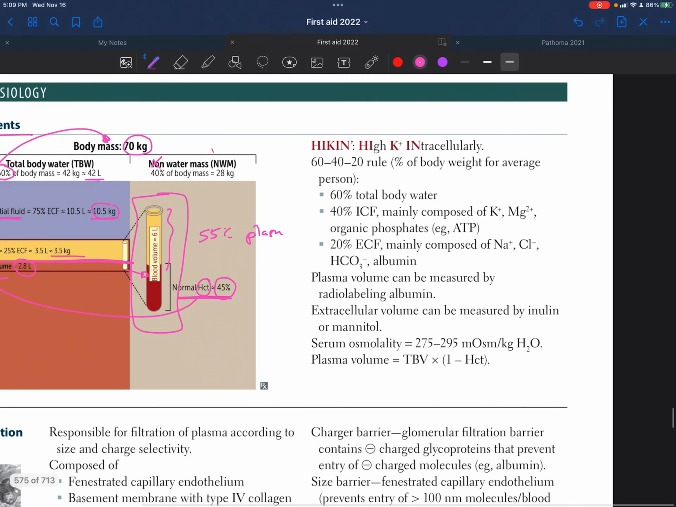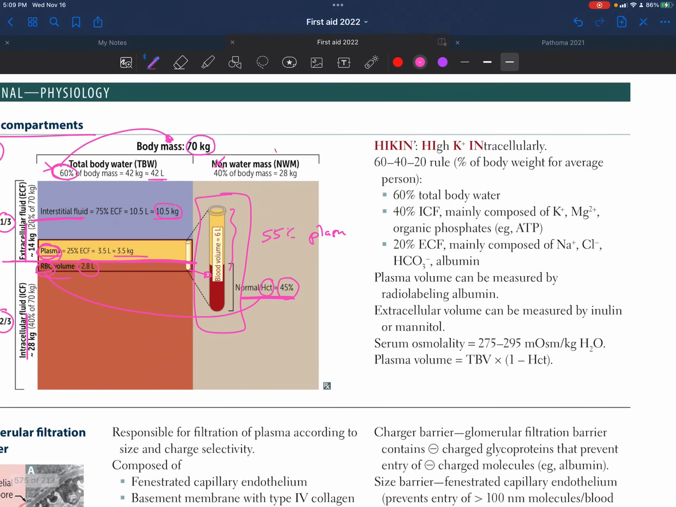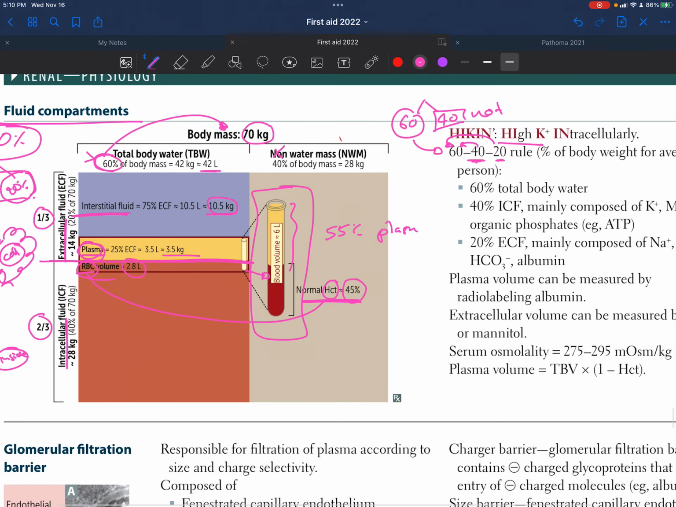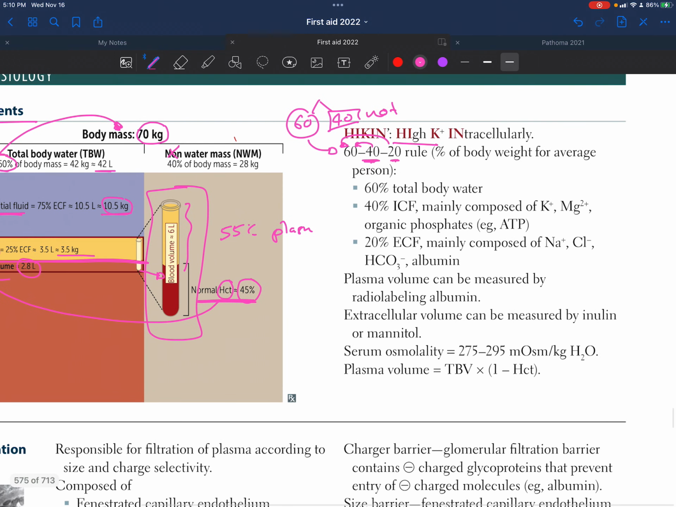So if we read here, there is, of course, high potassium intracellularly. When we get to that now, the body is broken mainly into two parts, 60 and 40. That 40 is not water, and that 60 is water, okay? Out of that 60, 40 was inside the cells, and 20 was outside the cell. So, yeah, this is again the same thing that we're talking about.